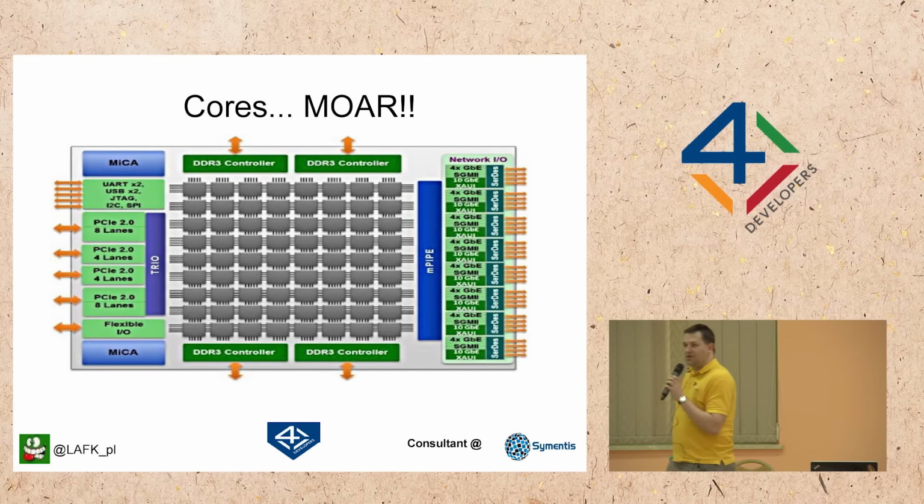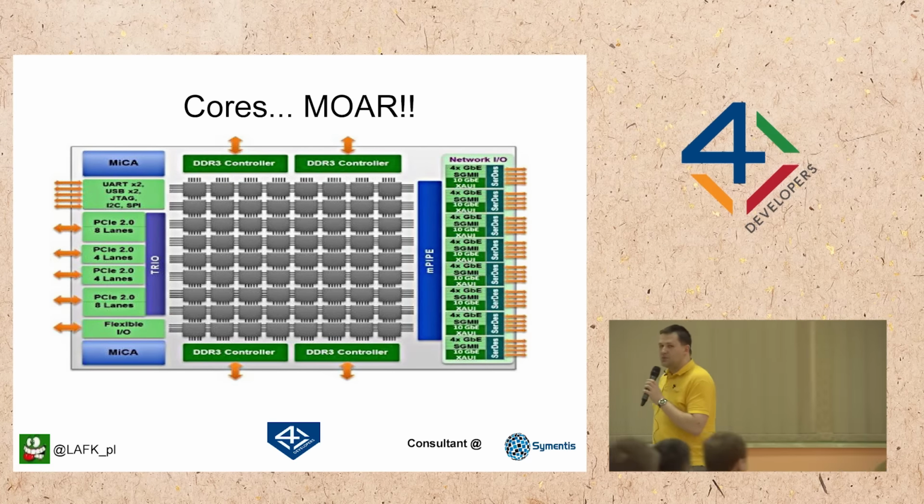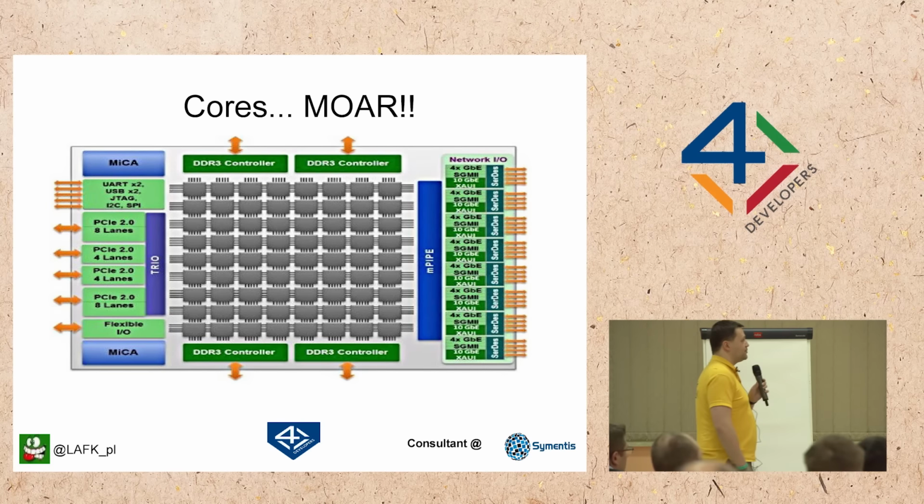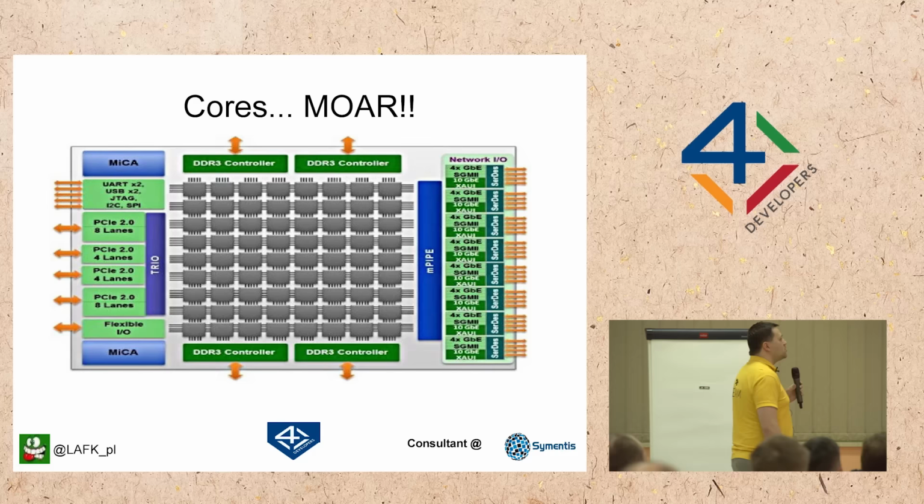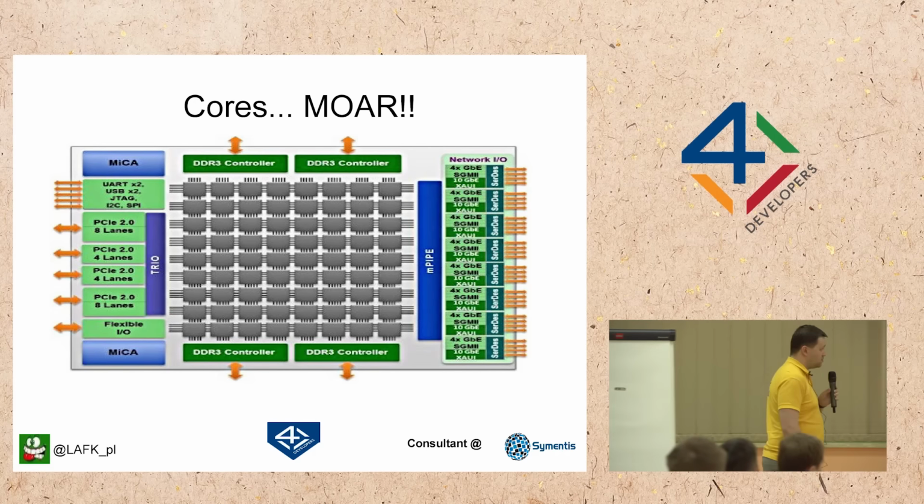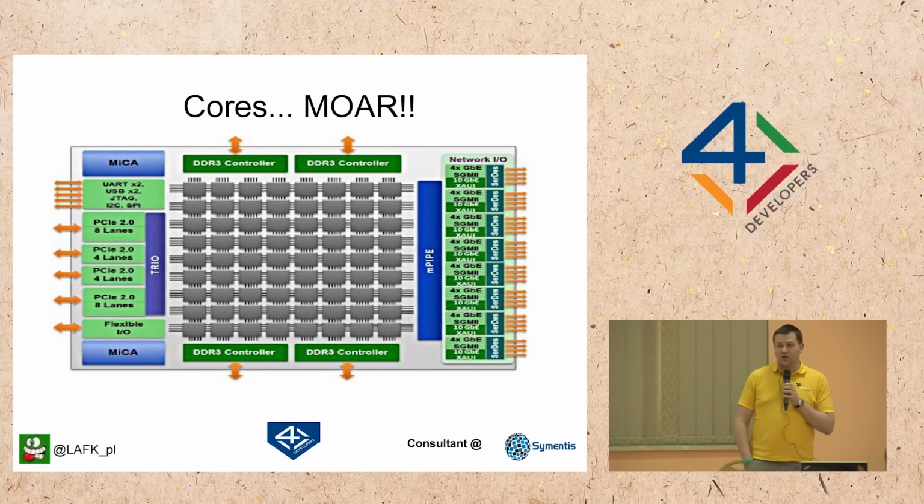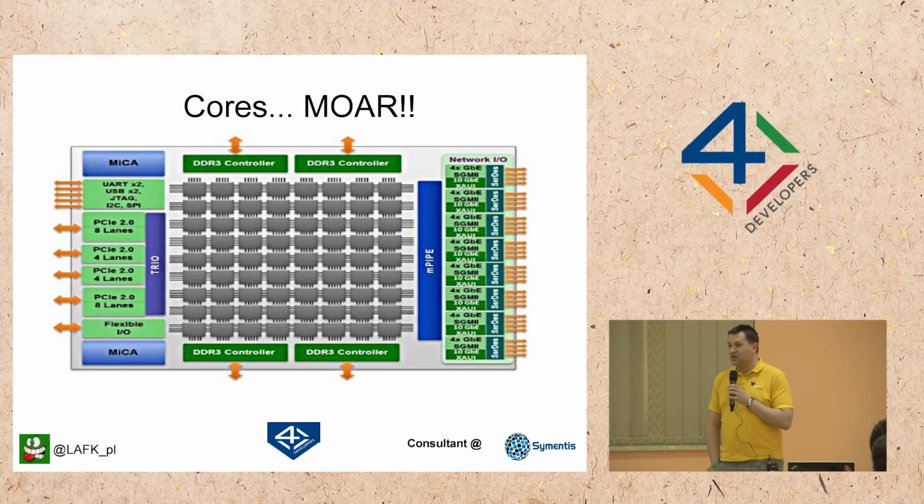The picture on the screen is actually a Tilera processor, and it has like 92 cores. Tilera claims that the next model will have hundreds of cores. And the newest Intel processor, I believe, has like 18 cores. So yeah, we do definitely head into the multi-core era.